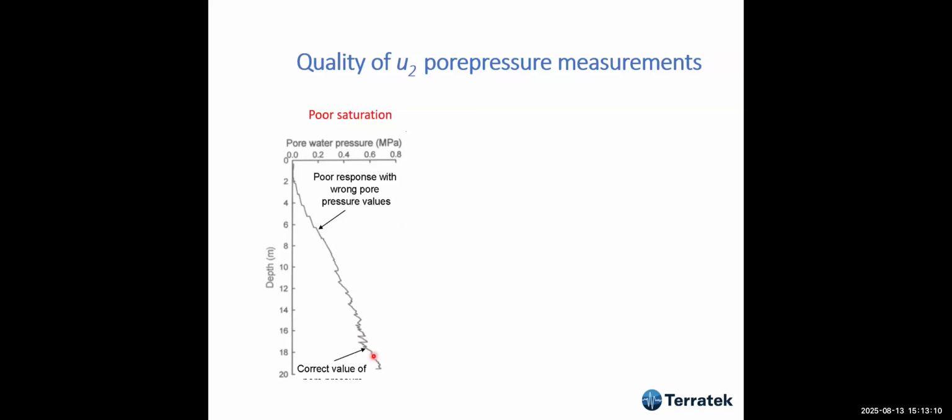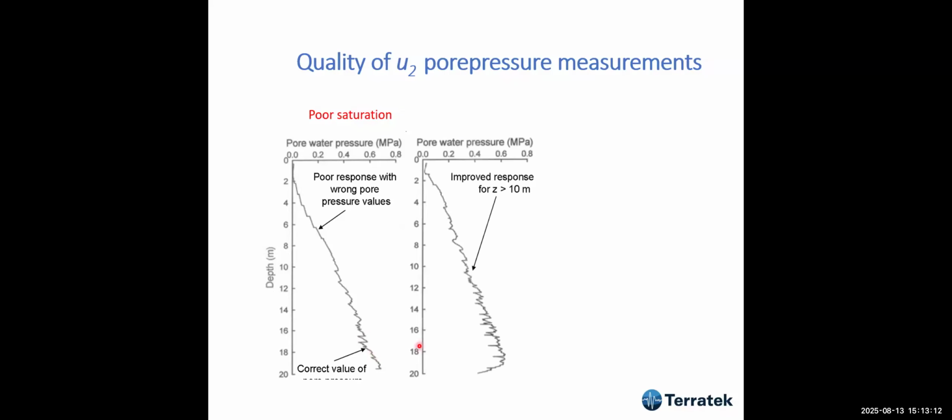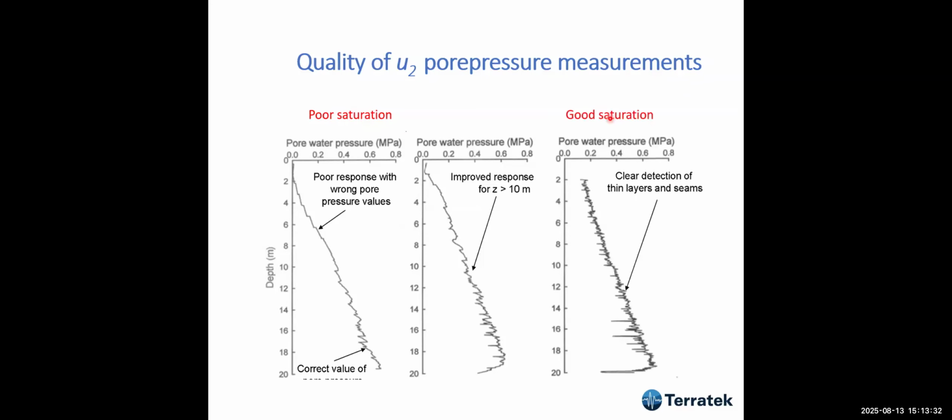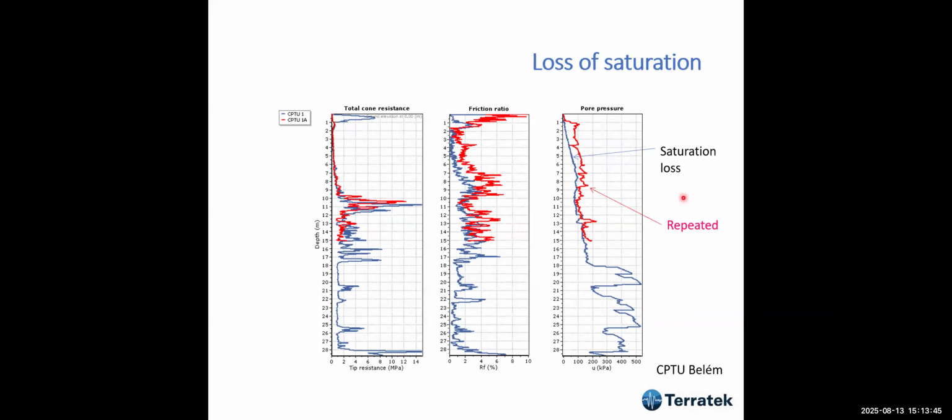Why? Because the water pressure is high. And this is something similar, but we have very poor saturation here, and we see from the zigzag that here we have much better saturation. It was a much better response for depth in addition to 10 meters. And this is very, very well saturated, very good saturation. We see from the results how good the saturation is because it presents the clear detection of thin layers and seams.